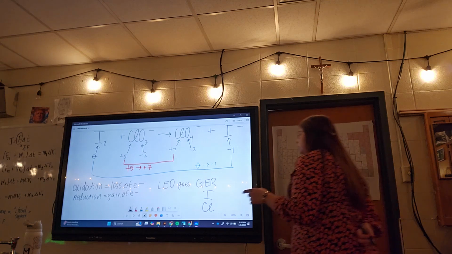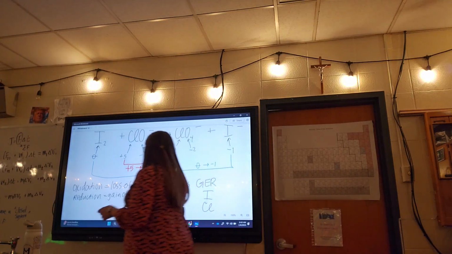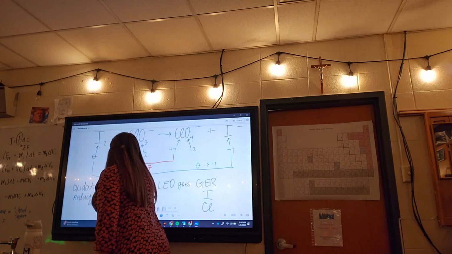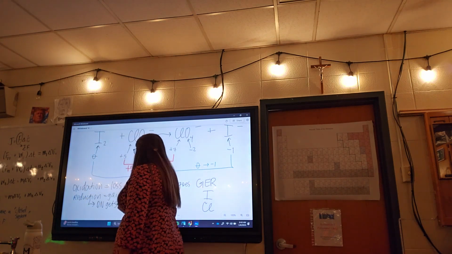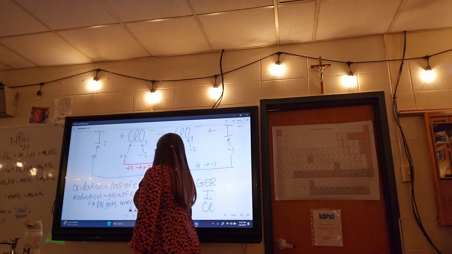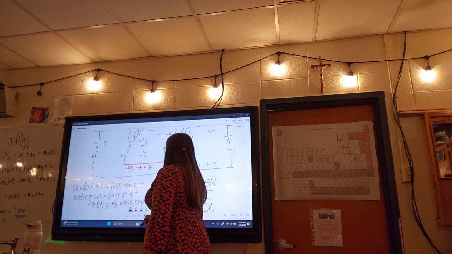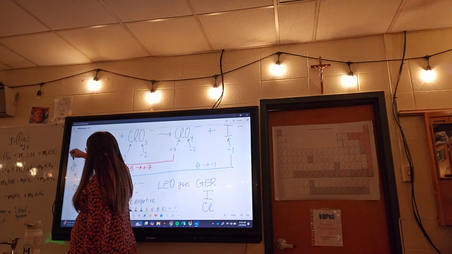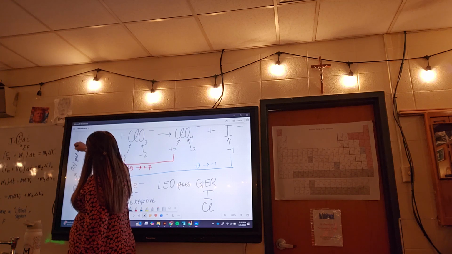So whenever you're trying to figure out who is reduced, you're looking for the oxidation number that gets more negative. And when you're looking for oxidation, you're looking for the oxidation number that gets more positive.